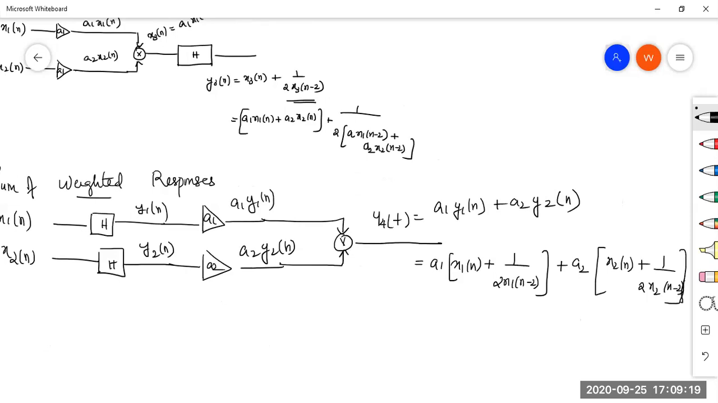When you compare these two, you can see you have an a1 x1 of n term here, and a1 x1 of n here. So that is coming here also, a1 x1 of n, a2 x2 of n. And plus this is 1 divided by 2 x1 of n minus 2. So here a1 is in the numerator, here a1 is in the denominator. So you can say this y3 of n is not equal to y4 of n, hence the system is nonlinear.